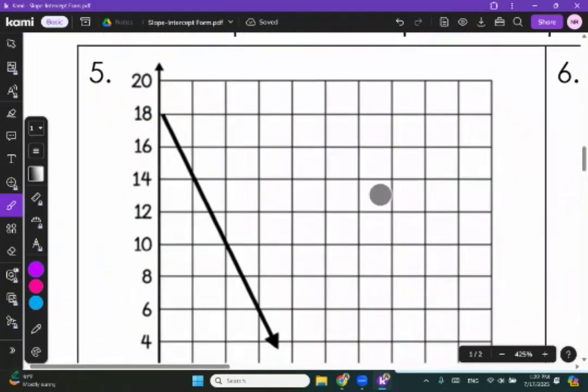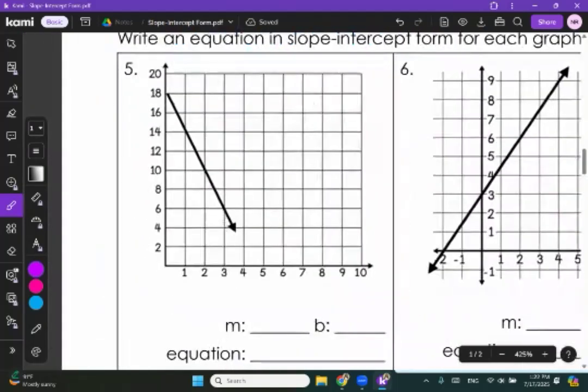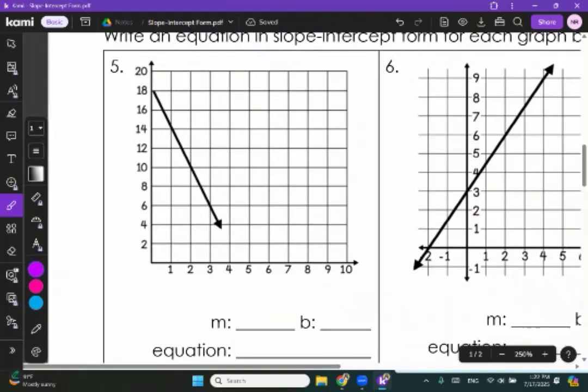Next, they want us to write an equation in slope-intercept form from each graph. So now we need to know how to find the slope and the y-intercept from each graph, okay? So the first thing I'm going to do is label my x and my y-axis and check my units. Always, always check your units. And in this case, these units are going by 2s. So make sure you are checking that.